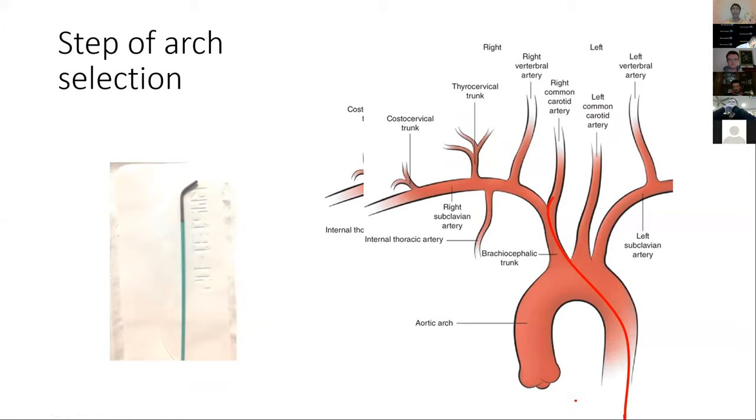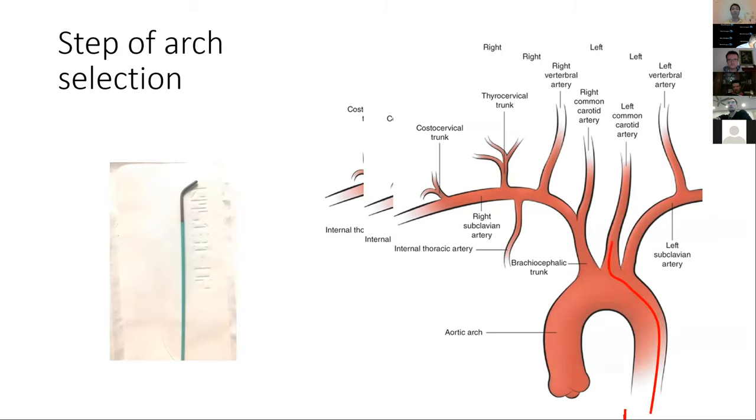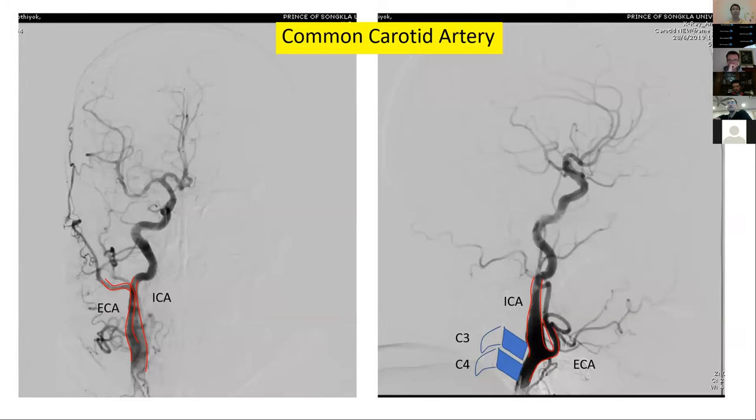For the first step of the selection of the arch, we just start on the right side, then we move the catheter to select another branch, starting from the right vertebral artery, then go to the right common carotid artery, and go to the left common carotid artery and left vertebral artery.